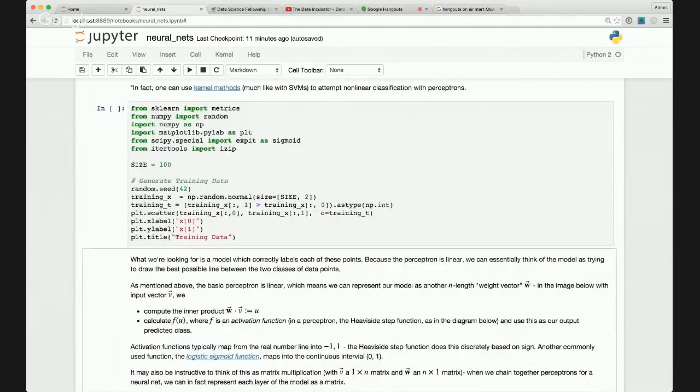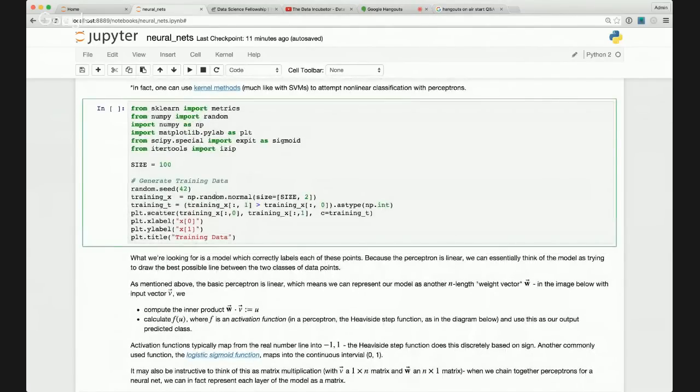So this is all pretty much straightforward. Let me try to illustrate this in a very simple example. Here I have a little bit of Python code.